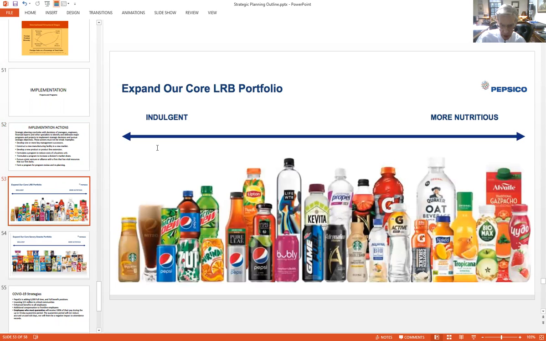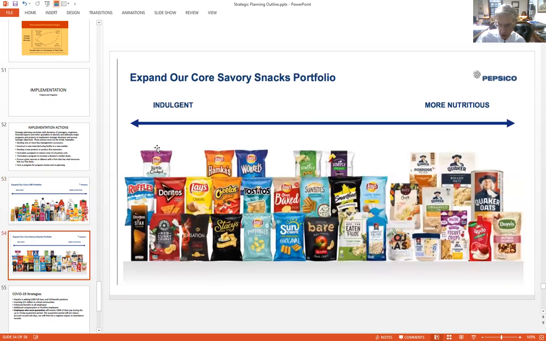So this is a way one company talked about developing the product lines for PepsiCo being either more indulgent or more nutritious. The same for PepsiCo's line of snacks, PepsiCo's Frito-Lay. And Frito-Lay was the company that I worked with at PepsiCo. But Frito-Lay dominates the snack food industry. And so this is a representation of those products. And the question is, do you want to have them more fun for you or more good for you?